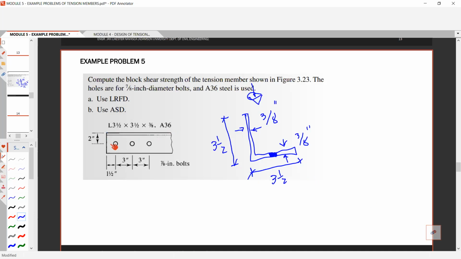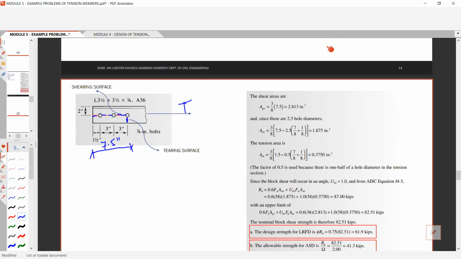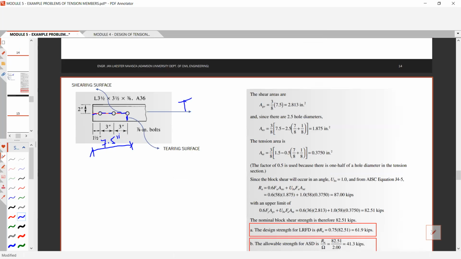Okay, then the distance of the center of the holes to the edge is 2 inches. That is why you have this 2. So if you have 3 and 1/2 inches minus 2 inches, therefore this distance is 1 and 1/2 inches, or 1.5 inches. So that is why, for your ANT, this is 1.5 inches.